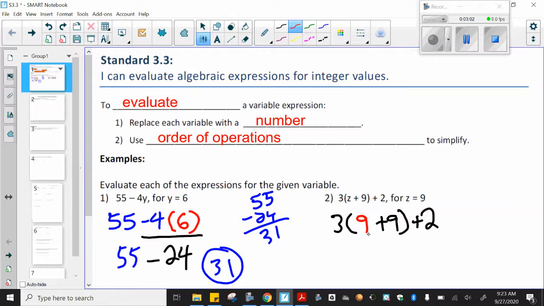So now we have to ask ourselves, do we have parentheses? Yes. 9 plus 9, so I'm going to make that 18. So 3 times 18 plus 2. Alright. So 3 times 18 is going to make 54. Oops, my pen didn't work. This makes 54. Plus 2, 54 plus 2, that's our last step, addition, subtraction. We have one addition, makes 56.